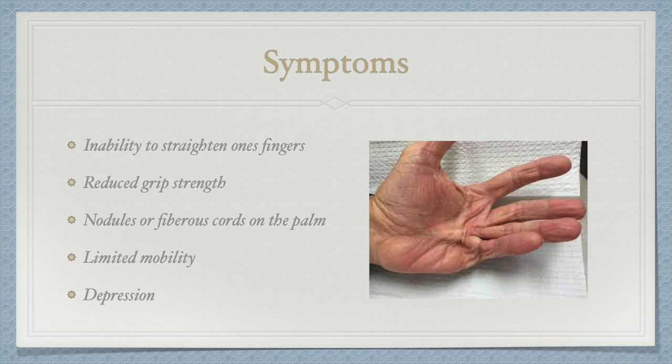Symptoms for Dupuytren's contracture include inability to straighten one's fingers, reduced grip strength, nodules or fibrous cords on the palm, limited mobility, and depression. All these symptoms can be very problematic for a person when they have to adapt to new changes in their everyday lifestyle. As we all know from injuries, when we lose the ability to do something or adapt, we get depressed. This is a psycho-emotional symptom that is not widely talked about with this condition.